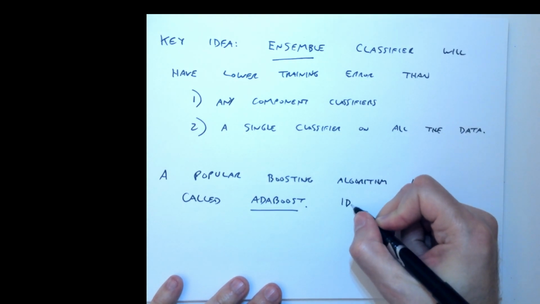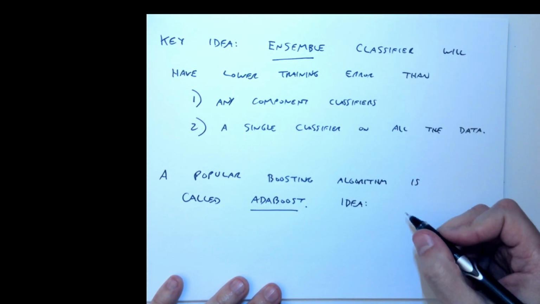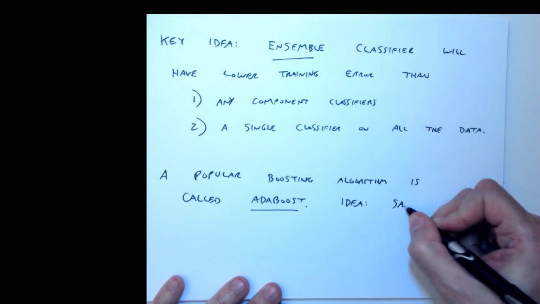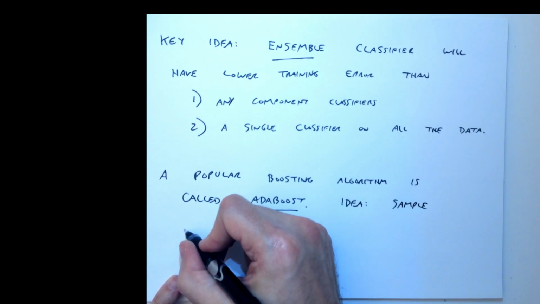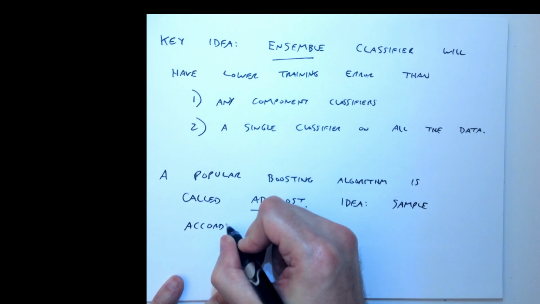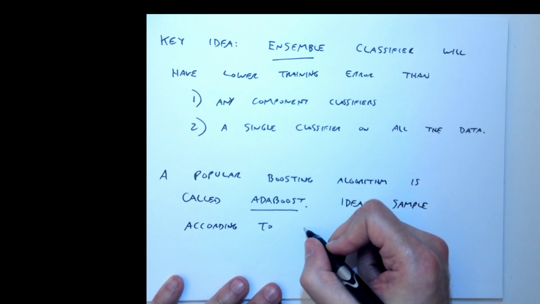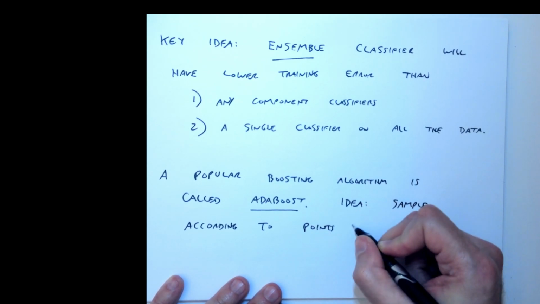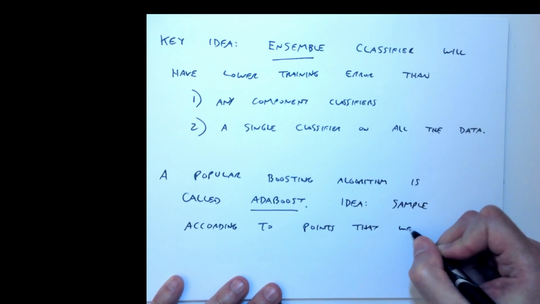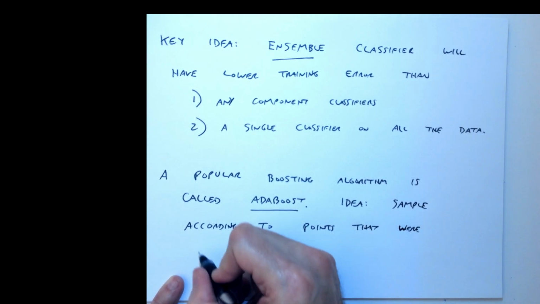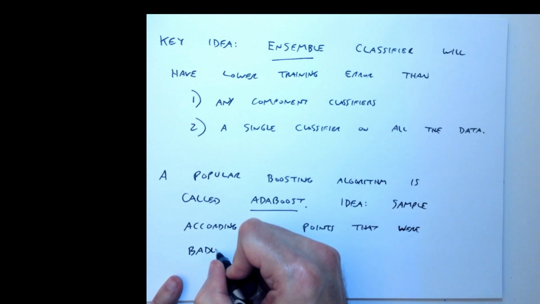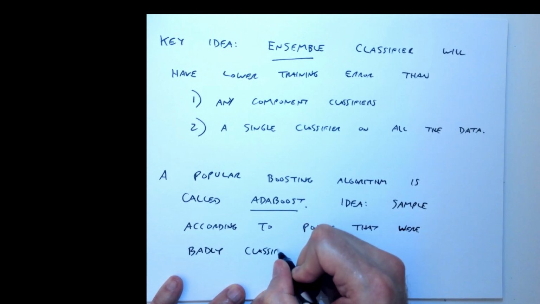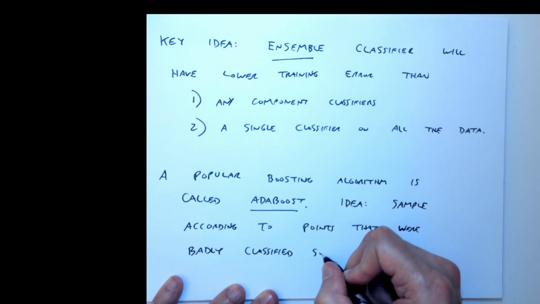So the idea is to sample according to points that were badly classified last time, or badly classified so far.